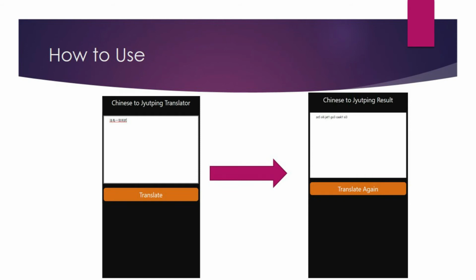And simply, you just need to copy any Chinese paragraphs or excerpt of interest into this app, click translate, and the app will produce the Jyutping translations automatically as shown in front of you right now.